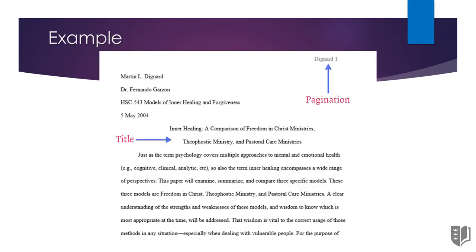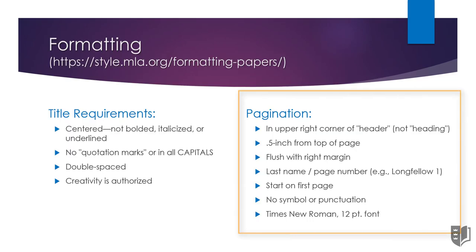When incorporating page numbers into the MLA document, place them in the upper right corner of the header. Make sure that they are 1/2 inch from the top of the page and flush with the right margin. Include your last name and the page number, for example, Longfellow 1. Start on the first page. Do not include any symbols or punctuation, and use Times New Roman 12-point font.